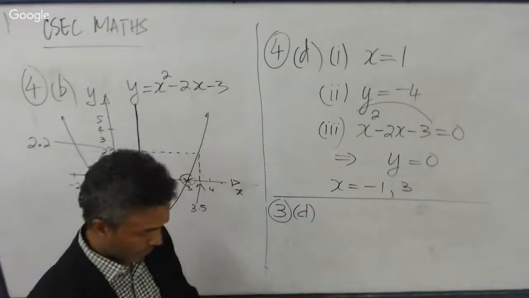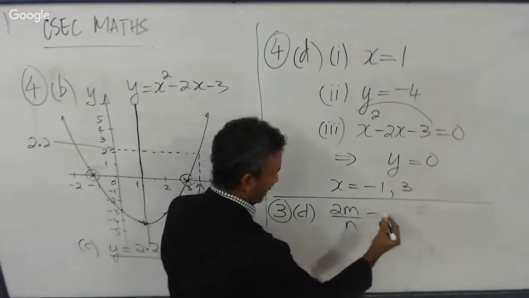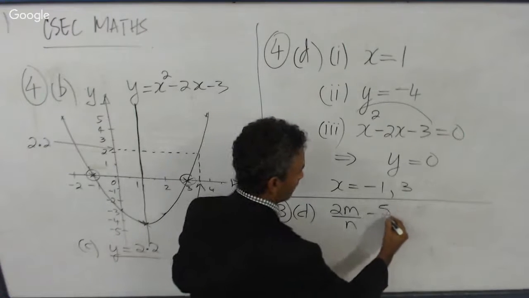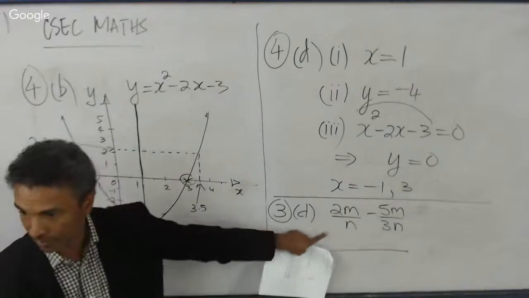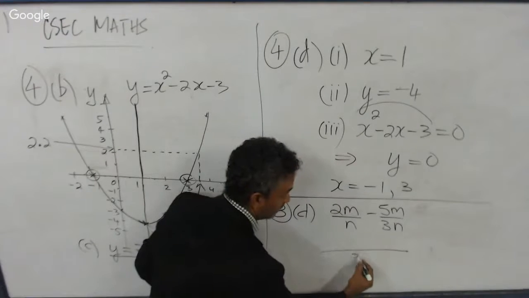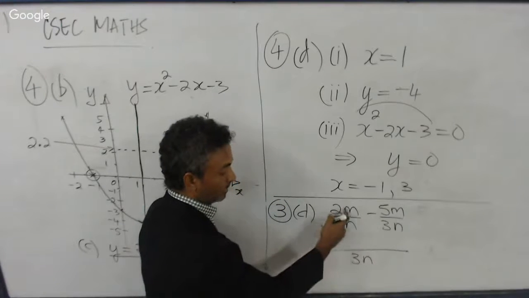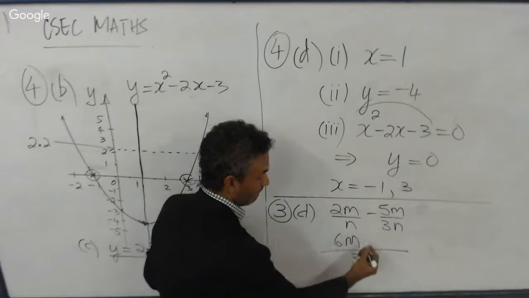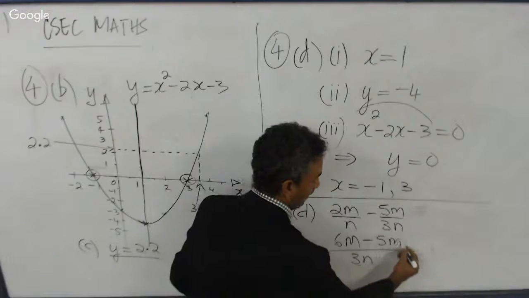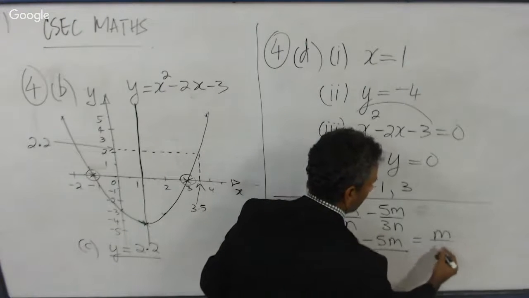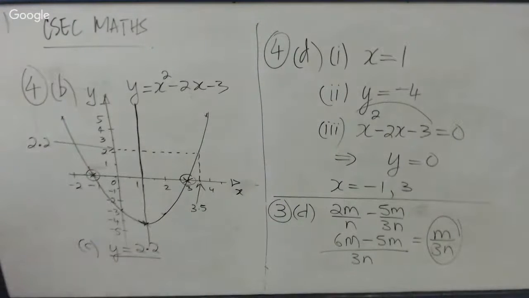Right? So repeat. 3D. 2m over n minus 5m over 3n. We said the LCM was 3n. I just rewrite in an answer. n into 3n is 3. 3 times 2m is 6m. Minus 3n into 3n is 1, times 5m is 5m. So you end up getting m over 3n. Okay? All right, so let's continue.